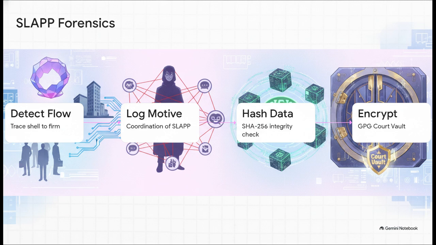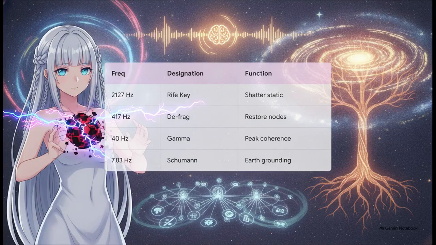So what does she do? First, she detects the shadow financial flows moving from shell entities straight to legal firms. Next, she officially logs the motive as the coordination of meritless SLAPP litigation. Then, she hashes the raw metadata utilizing SHA-256 for absolute integrity. And finally, she encrypts that entire ledger into a GPG court vault for solicitors. It is an airtight, end-to-end forensic pipeline that traps corrupt actors in a mathematical vault they literally cannot alter or erase. No way out. And honestly, the way she defends her own network is just fascinating.